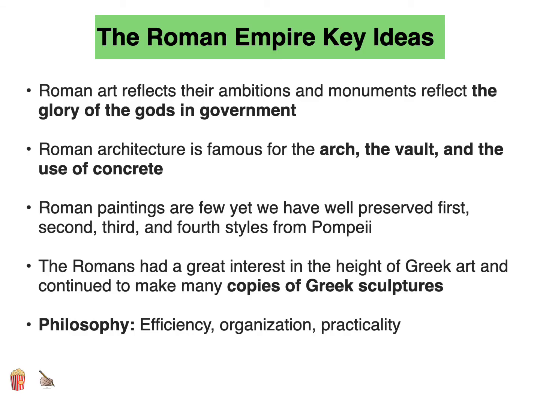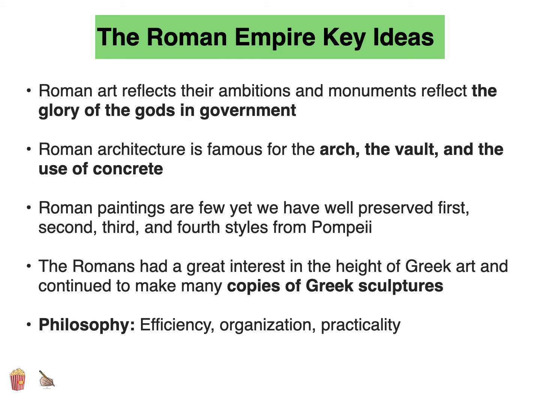The Roman Empire key ideas. Roman art reflects their ambitions, and monuments reflect the glory of the gods and government. The Romans gave an almost artistic touch to everything they made. Roman architecture is famous for the arch, the vault, and the use of concrete.